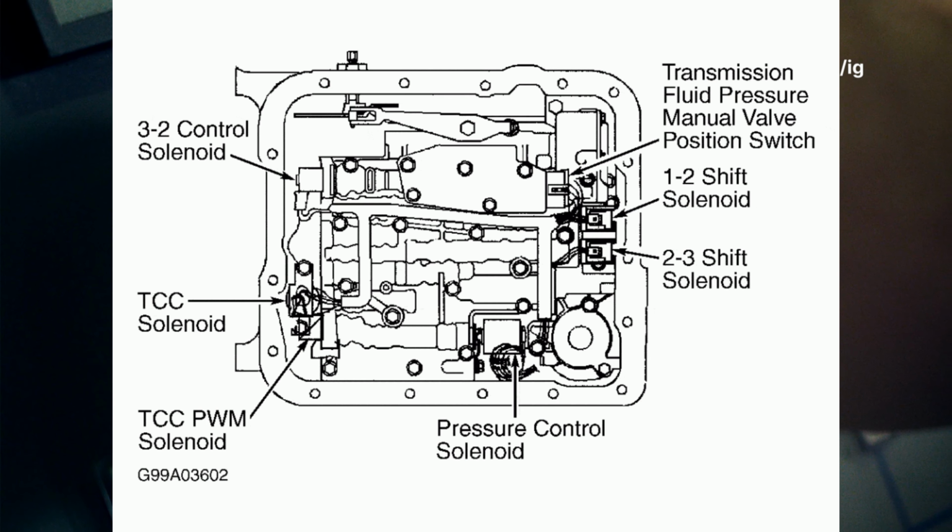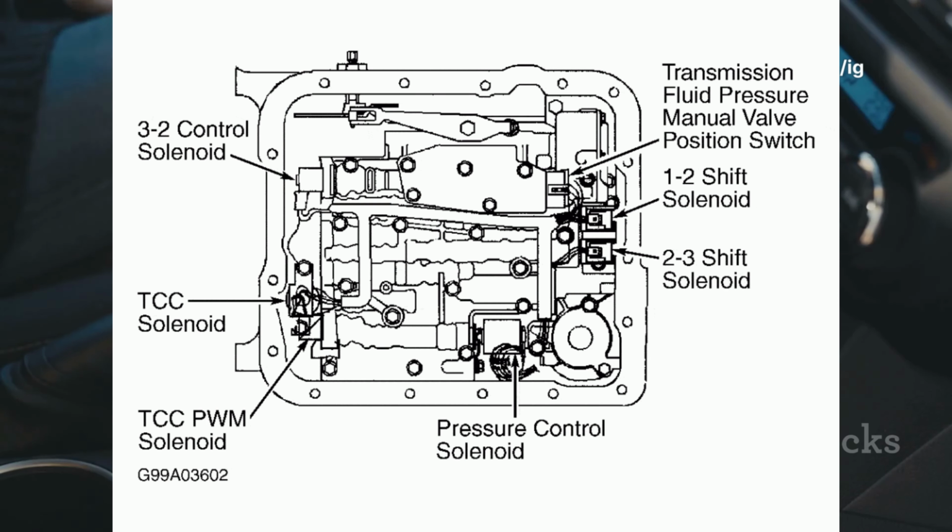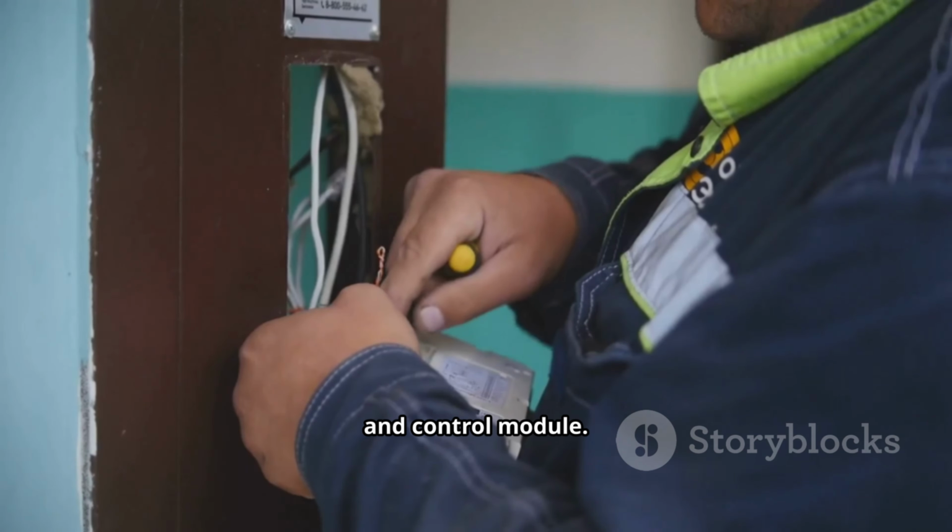Transmission fluid pressure sensor. Location: attached to the transmission case near the hydraulic lines. Function: monitors transmission fluid pressure and ensures proper shifting. Wiring and connectors for the shift solenoid circuit. Location: runs between the TCM and shift solenoids inside the transmission. Function: transmits signals between the solenoid and control module.